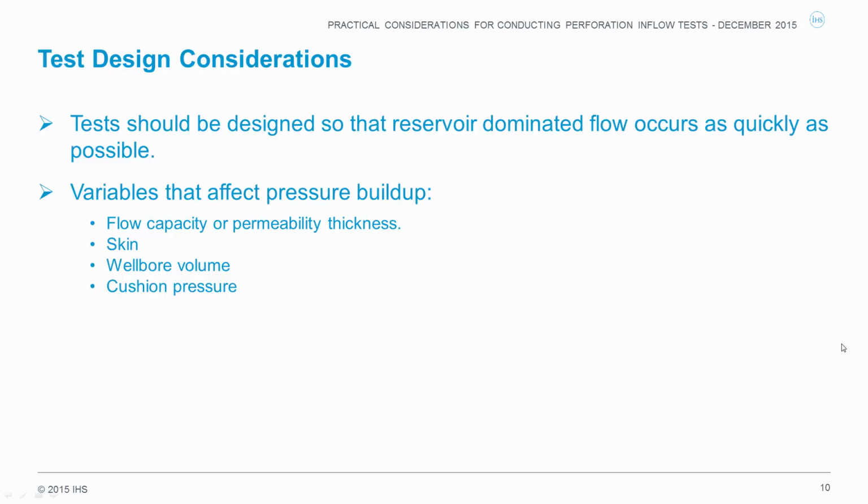Skin. Positive skin acts as a barrier to the propagation of the pressure transients. So in the presence of positive skin, the buildup is going to be significantly slower.